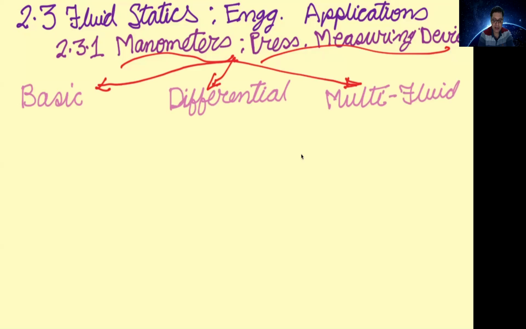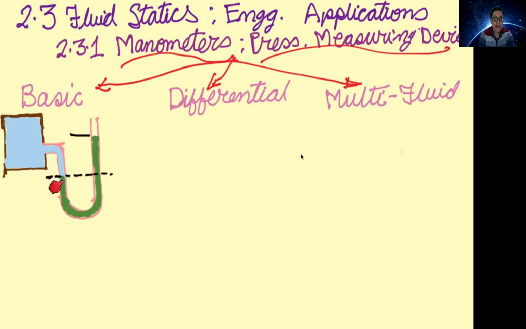Let us start with the basic manometer, which is used to measure the pressure in a tank, as shown here. Here you have a tank where, let us suppose, you have a gas at high pressure. What I am showing you in pink color is a manometer. This is made up of a glass or plastic tube, where this is the liquid which we call the manometric fluid, shown in green color.